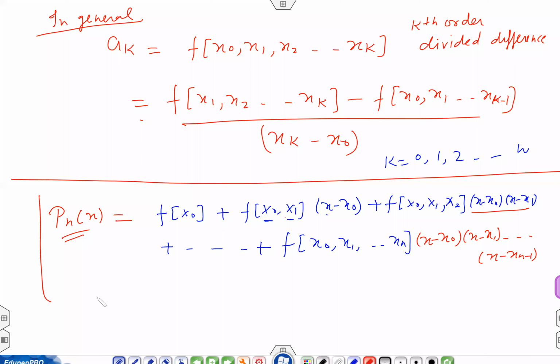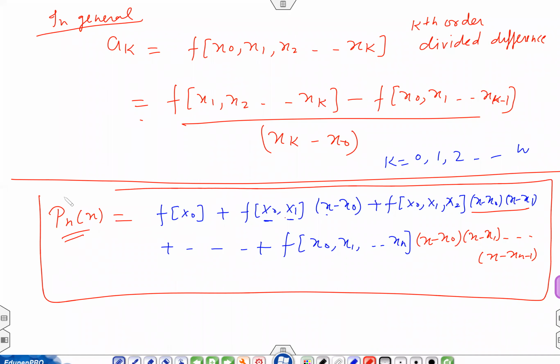So this is what, this is a Newton divided difference interpolating polynomial.